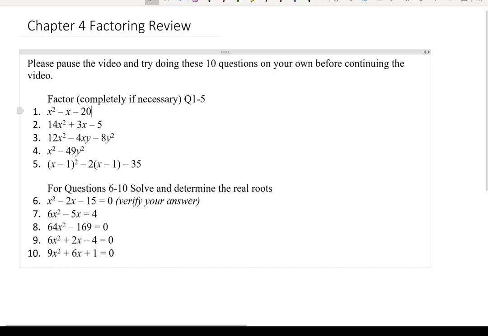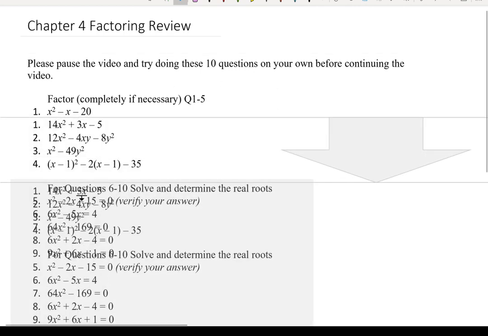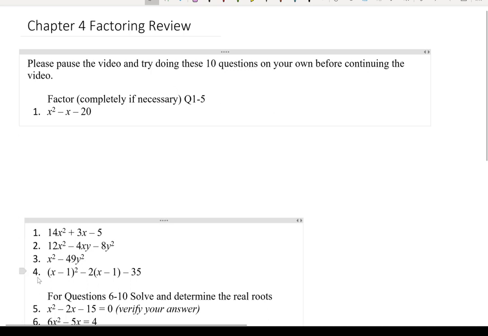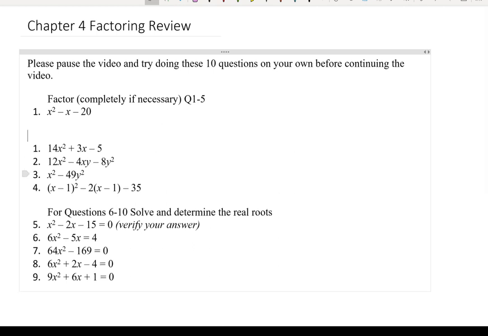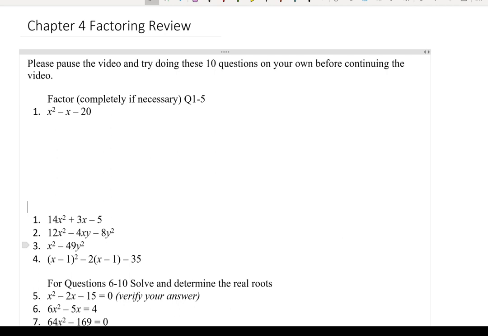So I assume you have already done the questions. The numbering goes wonky when I do that, but I guess it doesn't really matter. So I will go through all of these questions. First question, how to factor this?